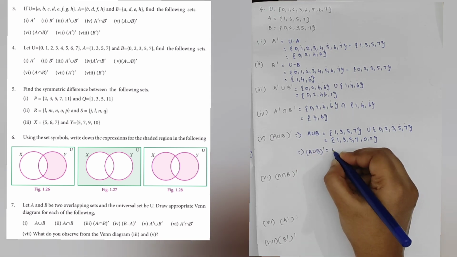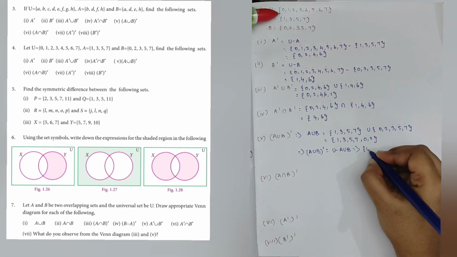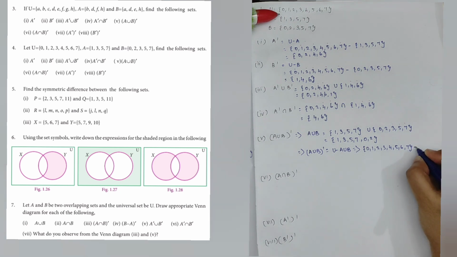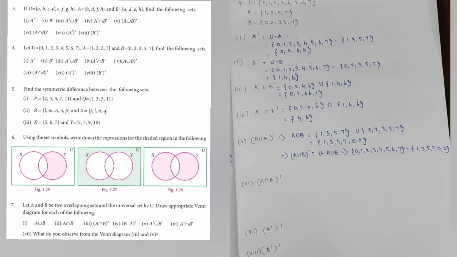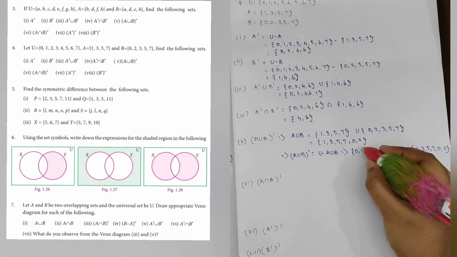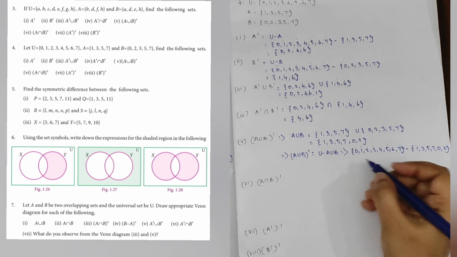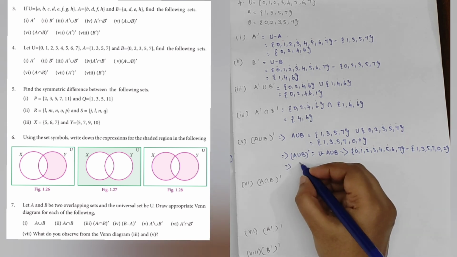Okay. Now do it for A union B the whole complement. That is equal to the universal set minus A union B, isn't it? So do it. Universal set, that is 0, 1, 2, 3, 4, 5, 6, 7 minus 1, 3, 5, 7, 0, 2. Now mark the common elements 1, 3, 5, 7, 0, 2. Now list out only the uncommon elements of the first set, that is 4 and 6.